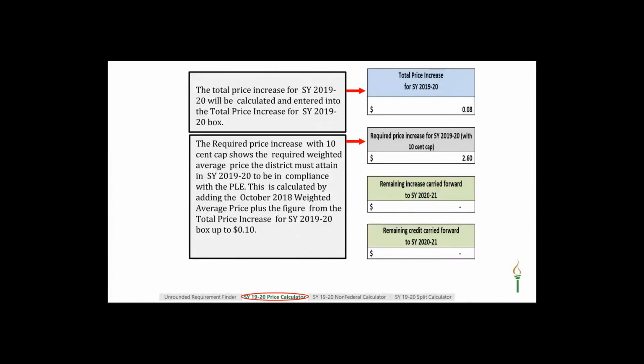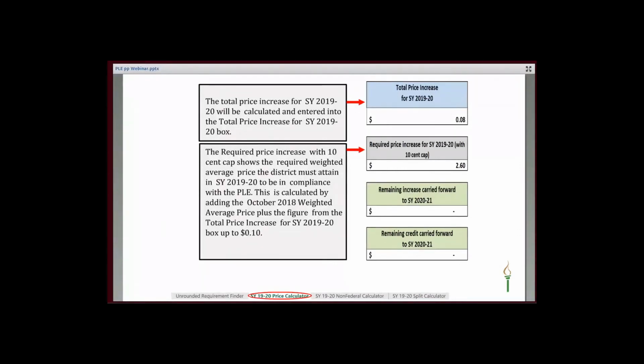Within the same school year 2019-20 price calculator tab, you would scroll down and the boxes on the right of this screen will be shown. The total price increase for school year 2019-20 will be calculated and entered into that box. So the total price increase for school year 2019-20 is 0.08 cents. The required price increase with the 10-cent cap shows the required weighted average price the district must attain in school year 2019-20 to be in compliance with the paid lunch equity tool. This is calculated by adding the October 2018 weighted average price plus the figure from the total price increase box, up to 10 cents. Thus, we have found that the required price for school year 2019-20 with the 10-cent cap is $2.60.